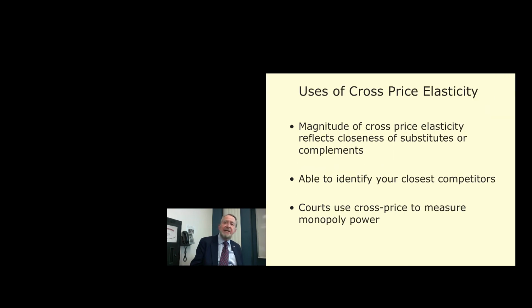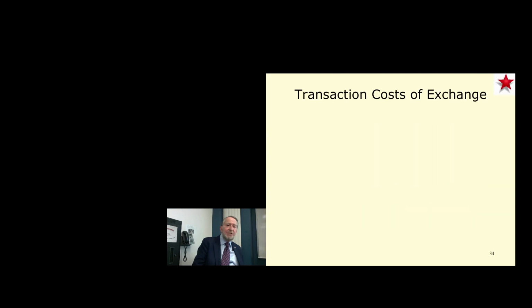Uses of cross-price elasticity, as we said, it measures the magnitude of response to my competitors or complements changes. It allows you to identify who are your closest competitors by calculating the substitution effect on various price comparisons. And the courts use how big that cross-price elasticity is to define market power of the firm. And then market power has different antitrust laws of activities that you're allowed to do if you have a large market share or a small market share.